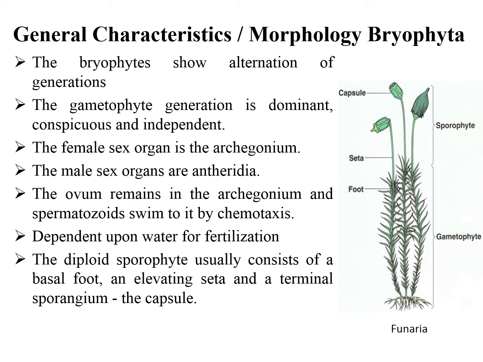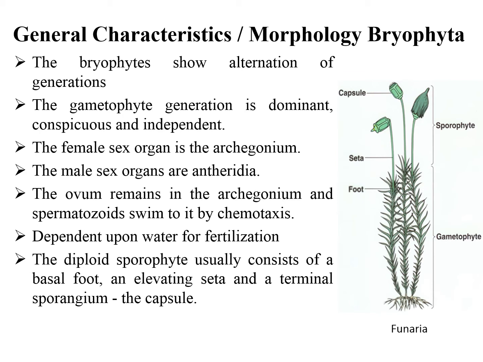The bryophytes show alternation of generations. The haploid gametophyte alternates with the diploid sporophyte. The gametophyte generation is dominant, conspicuous, and independent. Sexual reproduction shares a common theme in bryophytes. Sessile female gametes, meaning eggs, are produced in archegonia, and motile male gametes, flagellated sperm, are formed in antheridia. The ovum remains in the archegonium and spermatozoids swim to it by chemotaxis.